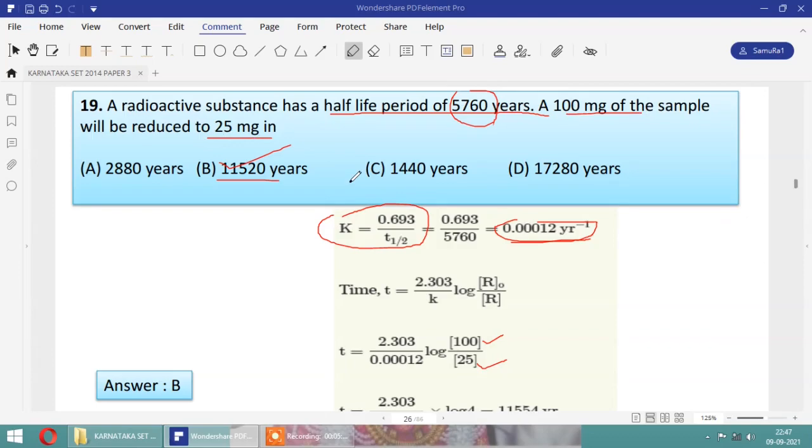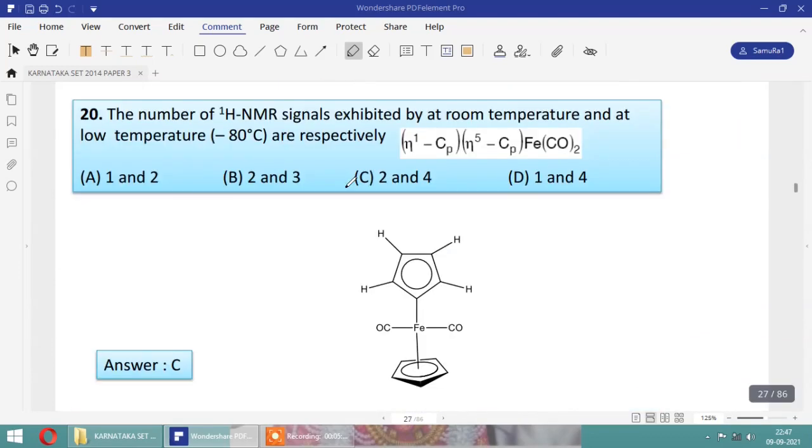Next question. The number of proton NMR signals exhibited at room temperature by this complex and at low temperature minus 80 degrees respectively. Now just observe the structure of the complex, that is the Fe2+ ion coordinated with the η1 Cp, this is η1 Cp, the cyclopentadienyl ion, and this is η5 Cp.